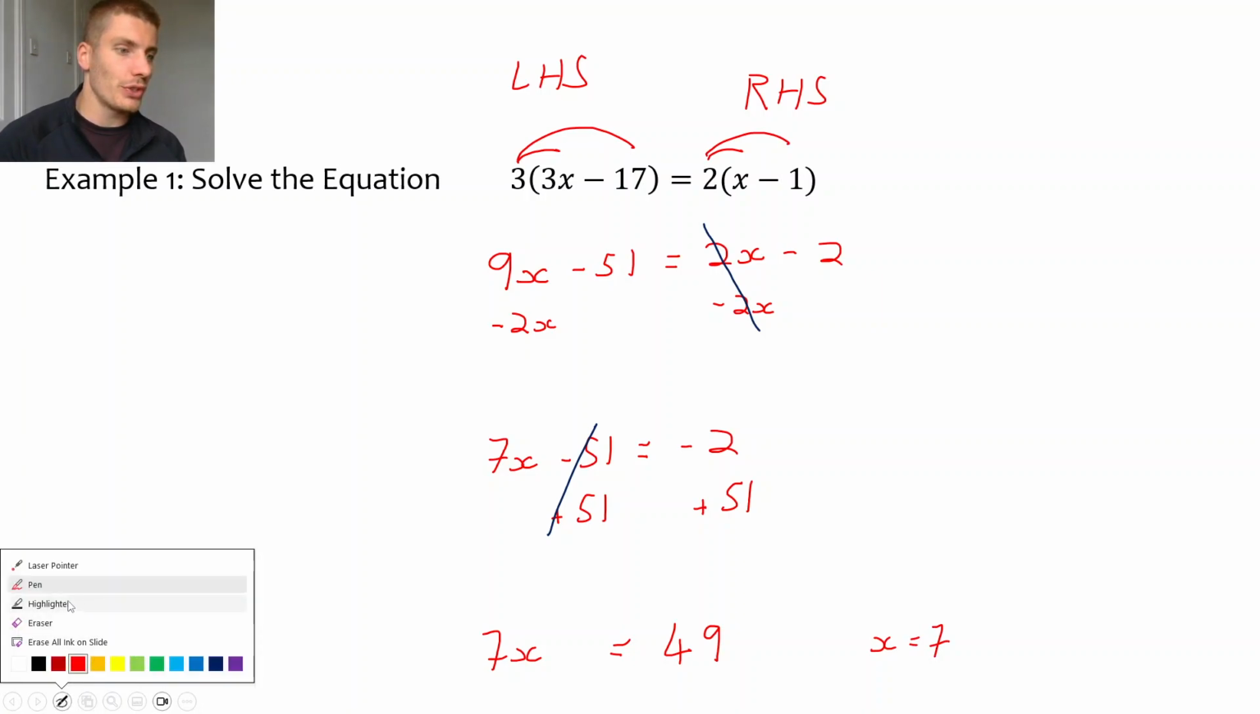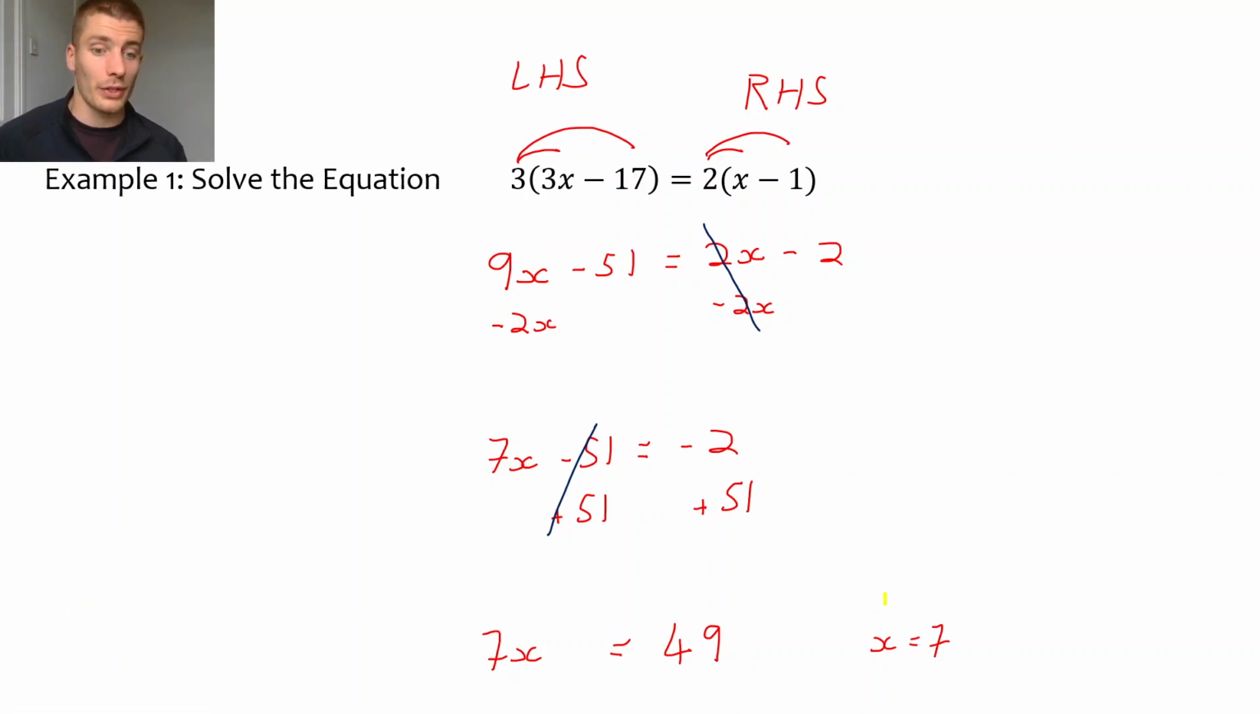And this is your solution to the equation. And because it is linear, there's only going to be one solution. x equals 7. Okay. Now, the good thing about this topic, you can always check your solution, right, by substituting in your value of x back into the equation up here.